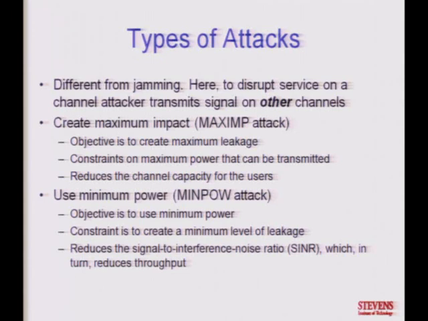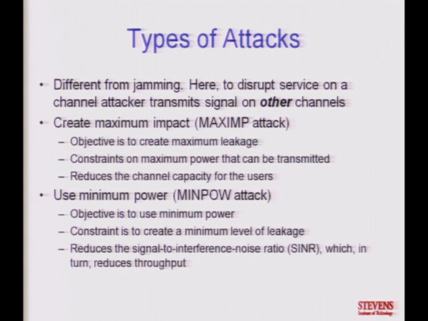Now, we analyze specifically two types of attacks. One is, let's say the malicious attacker has no constraint. He has a constraint on the maximum power, but he can go to whatever. He's really not running out of battery at that quick a pace. So let's say he's allowed to use as much power as he wants, as long as it is less than the maximum. The purpose is just to create as big an impact as possible. So we call it the maximum impact attack, or the MAXIMP. Then the other option is you transmit at minimum power, but just create sufficient impact. So that is called the MINPOW attack. We look at both of them.